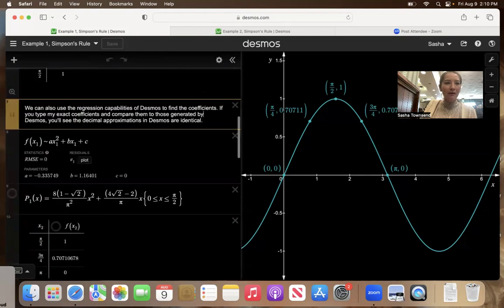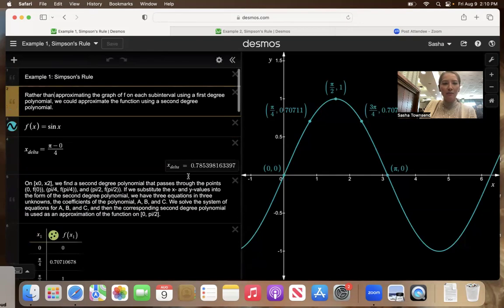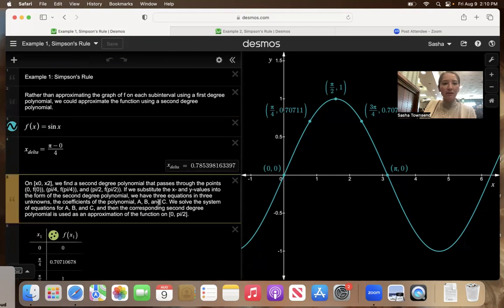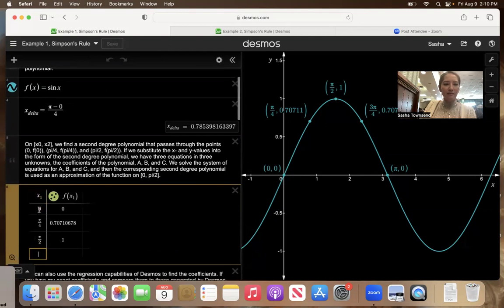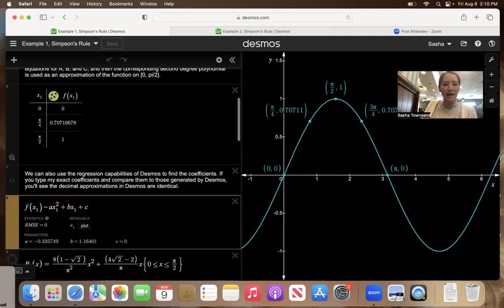You might say, okay, how can I find a quadratic polynomial that fits through those points? Well, one thing that we could do is we could plot those 3 points. I just typed in the x values, and then I had Desmos calculate the corresponding y values. We could also do that by hand. 0, square root of 2 over 2, and 1, right? And then I used the regression capabilities of Desmos to find the coefficients of that polynomial.